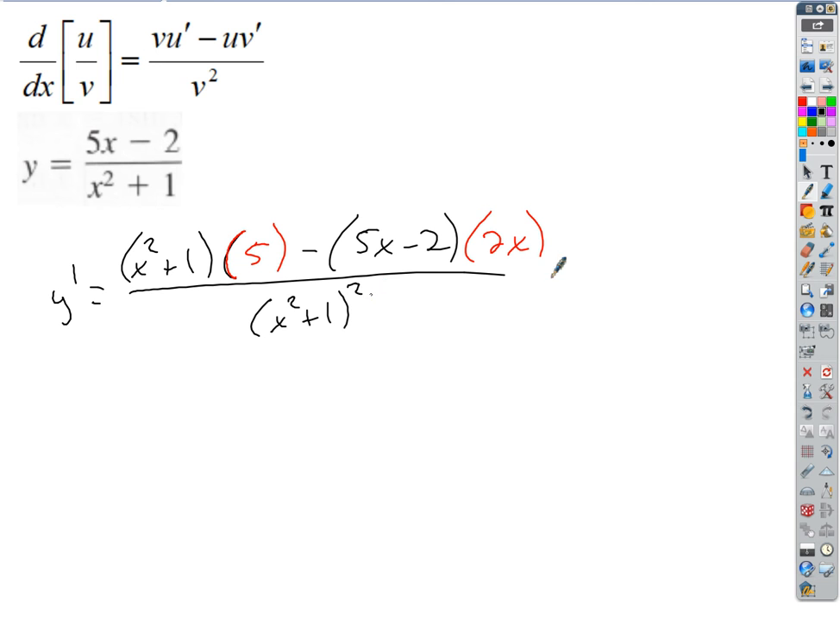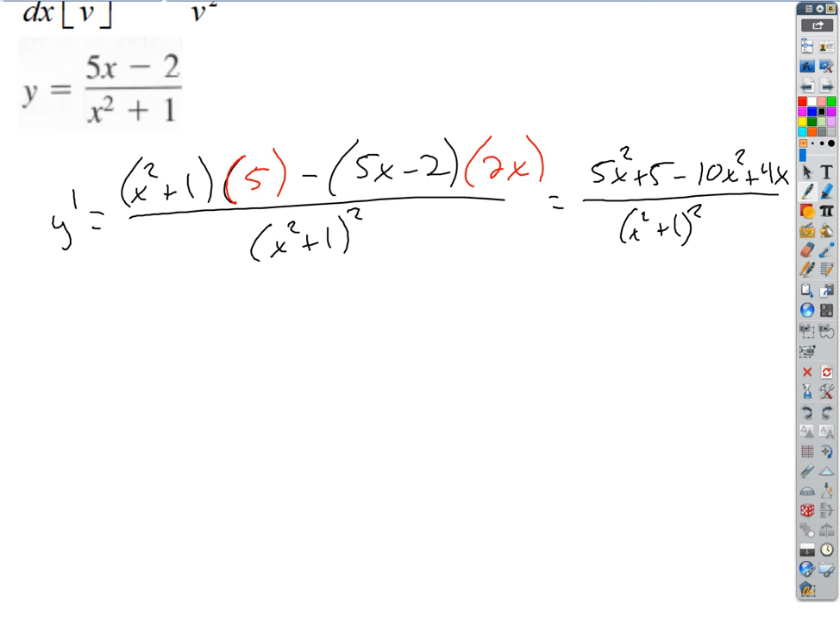So what would we get? If I distribute, I'm just going to get 5x squared plus 5. Now here's how I would do this. You know you're going to get a negative 2x that's being distributed, right? So if I distribute a negative 2x, what am I getting? Minus 10x squared plus 4x. All divided by x squared plus 3x, to the 4th.